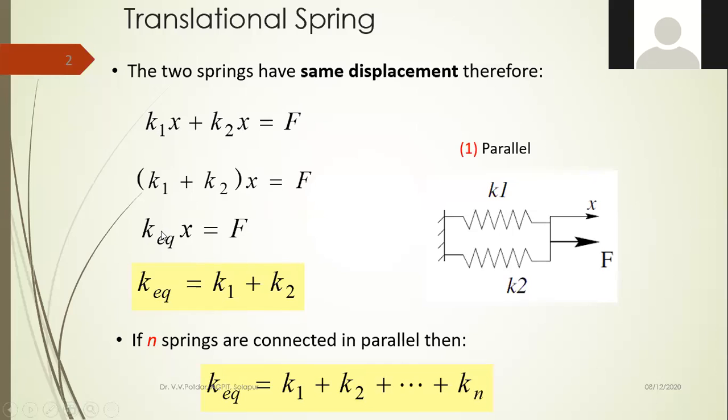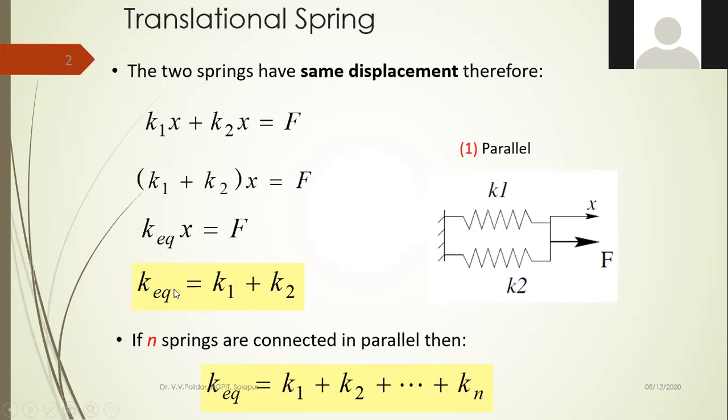And we can call it K equivalent into X is equal to F, where K equivalent is equal to K1 plus K2. So this is the equivalent spring stiffness equation for, though I have written it parallel, appearance wise parallel, but as per Raven's nomenclature, we are going to call this series springs.